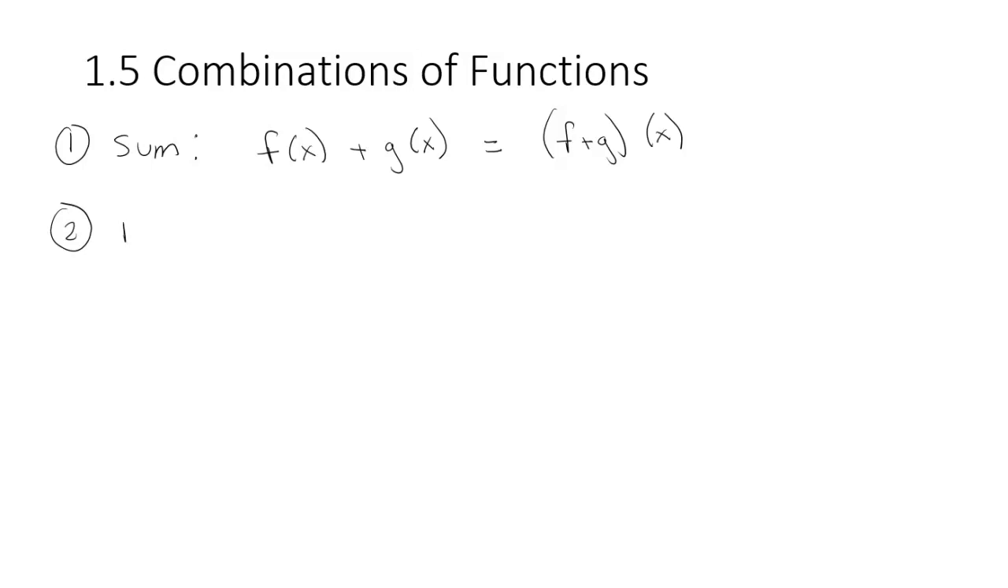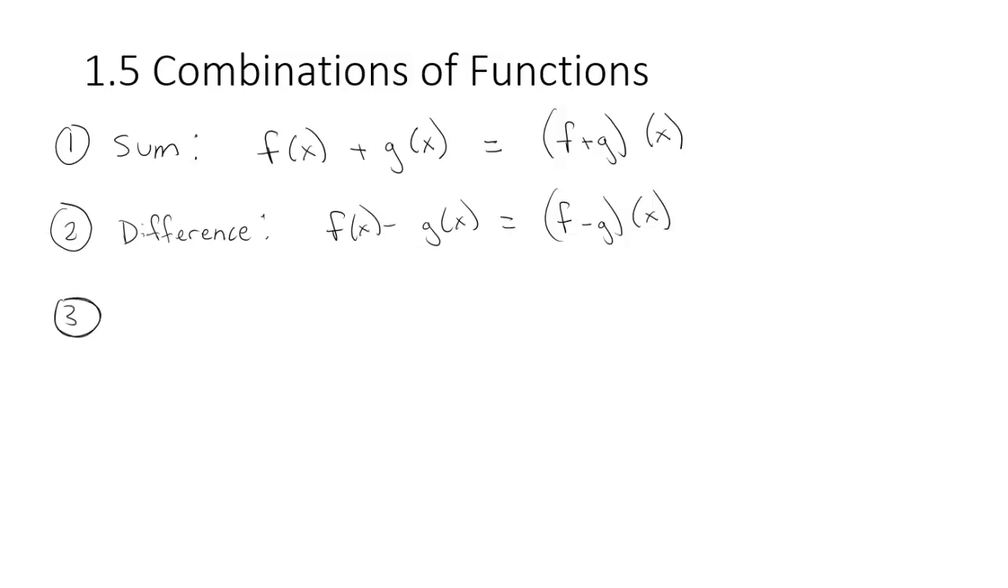Instead of sum, we can do difference. So instead of adding, we can subtract. So again, f of x minus our g of x, we take two functions and subtract. The biggest thing we have to remember over here is that the entire function is going to be subtracting, not just the first value of your function. And then we'll say f minus g of x.